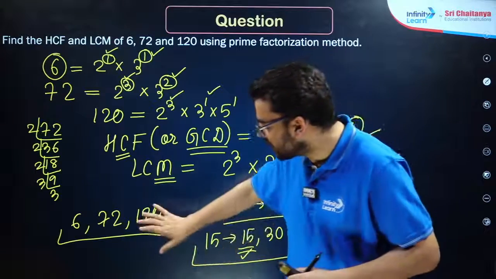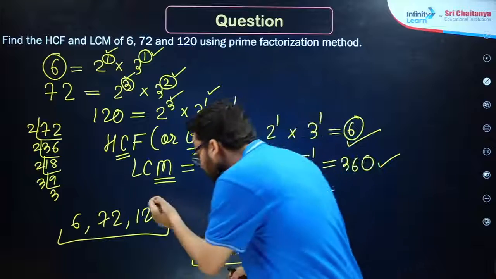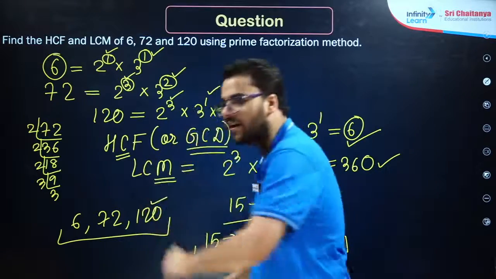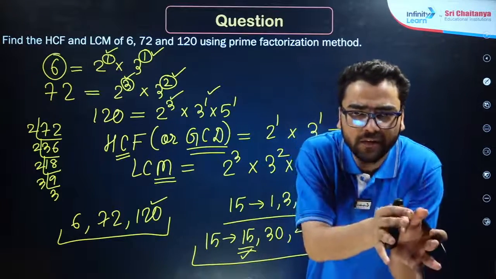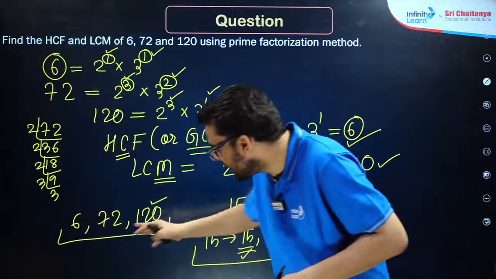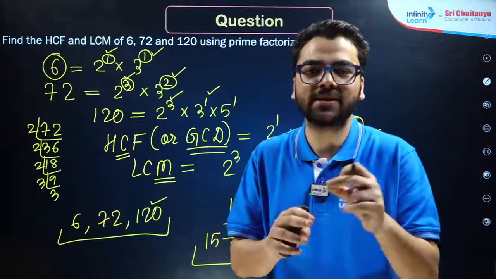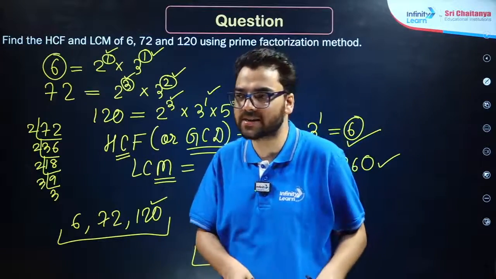So if you are taking these numbers, the minimum value of the LCM is equal to the greatest number given in the question over there. I hope that is clear. So that is the logic for HCF and LCM. I hope that is clear.